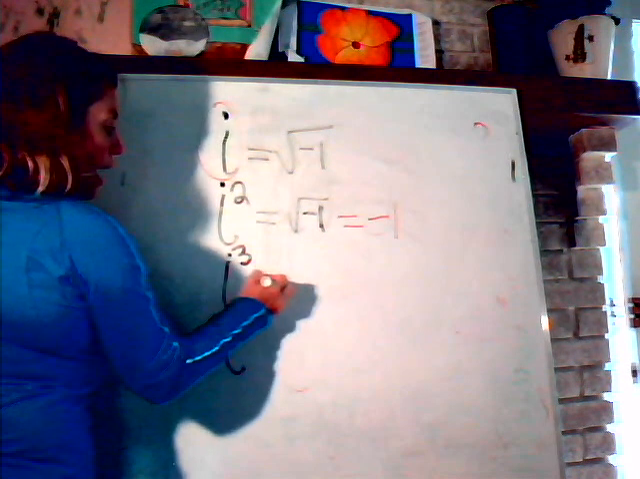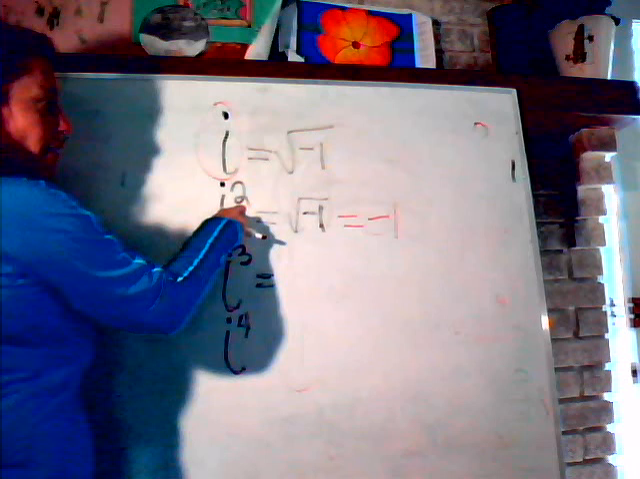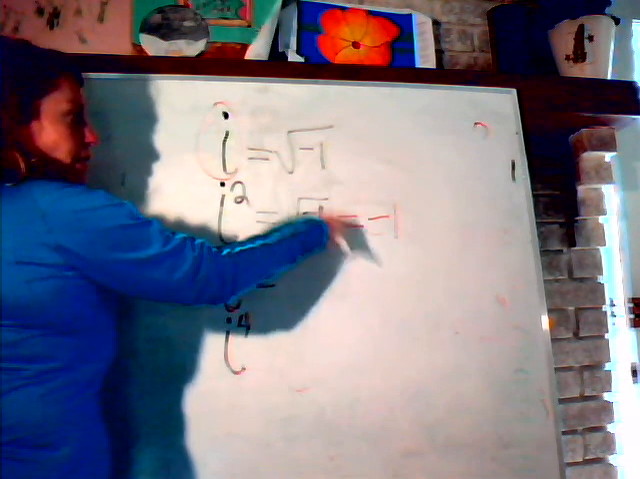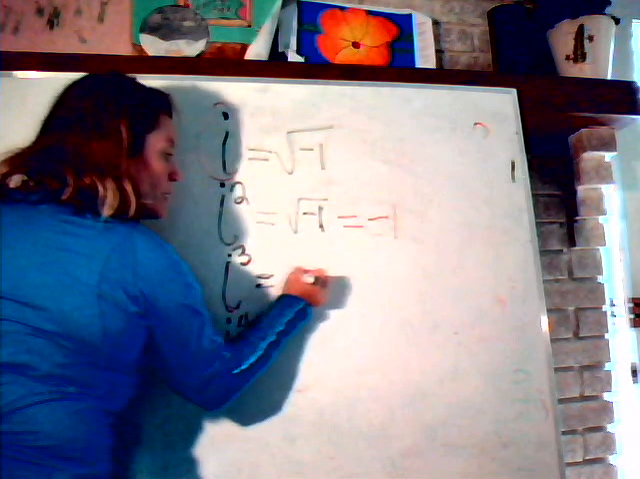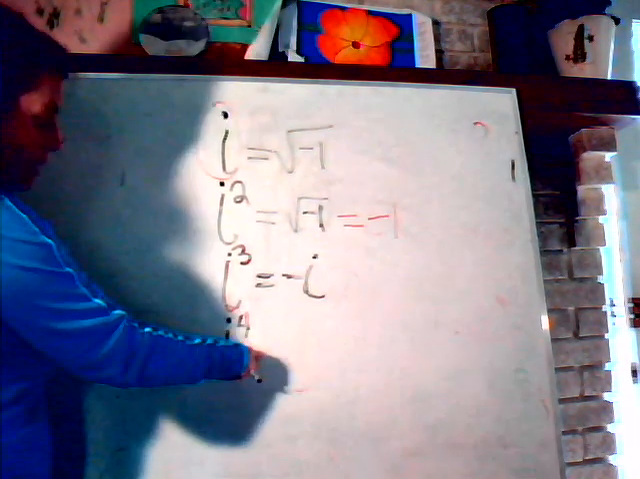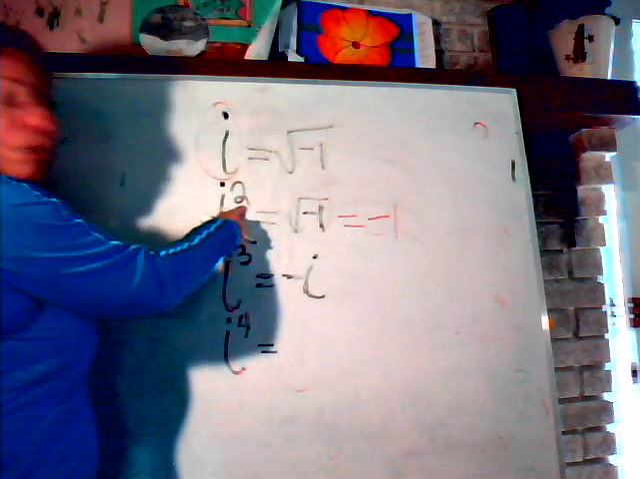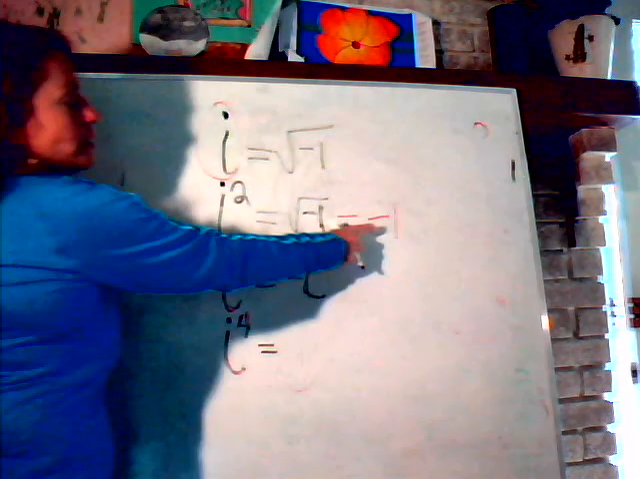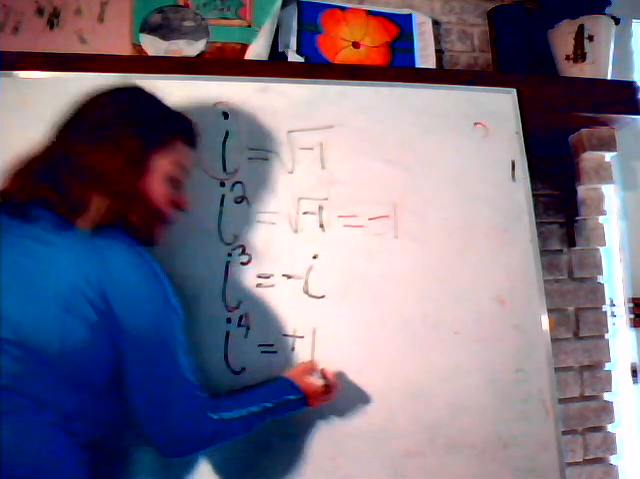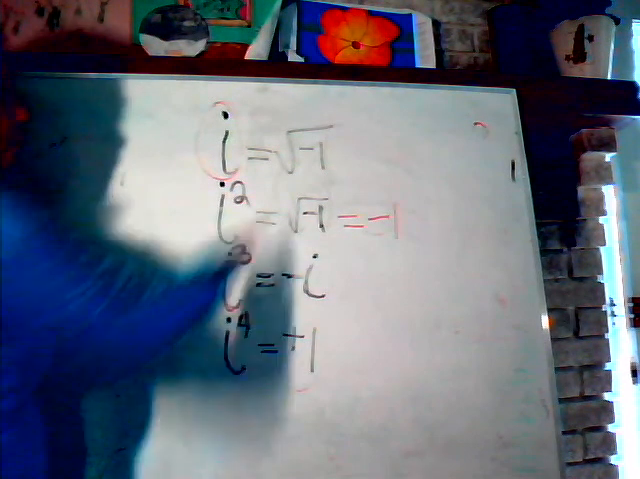Now let's look at i cubed. i cubed is i times i squared. Well, i squared is -1, times i itself is -1 times i, which is -i. Now, i to the 4th. Well, I can break down i to the 4th as i squared times i squared. So what's -1 times -1? +1.